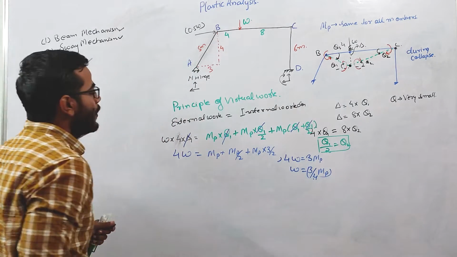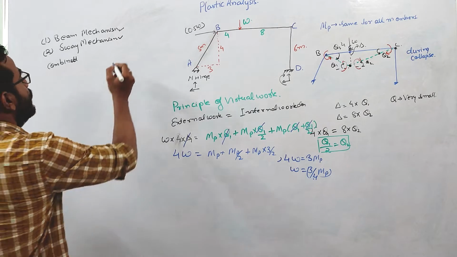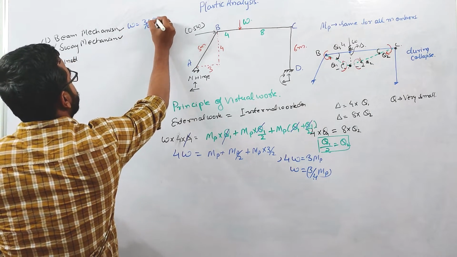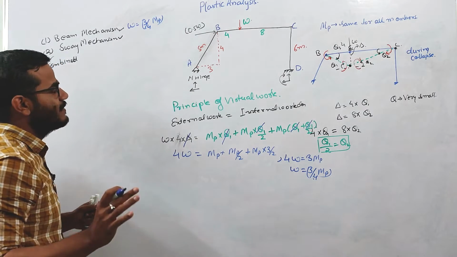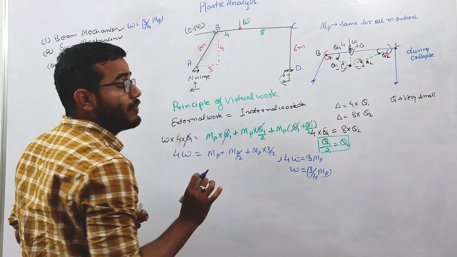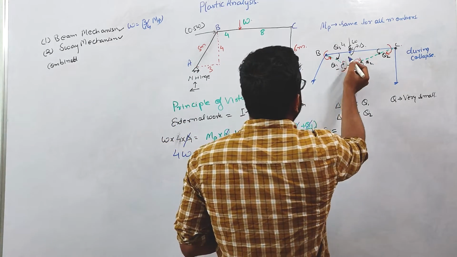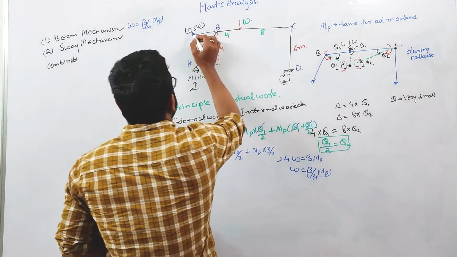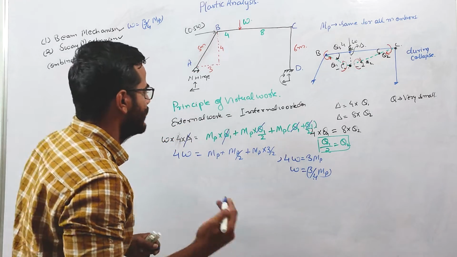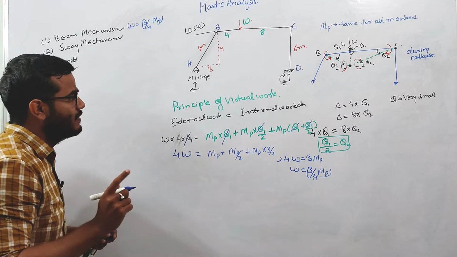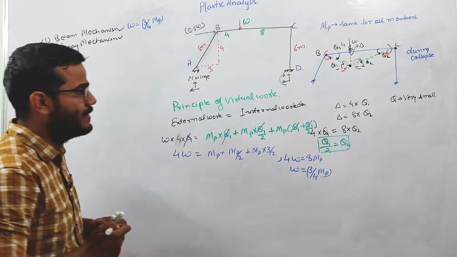Okay, so corresponding to the beam mechanism, the collapse load W is coming out to be W equals 3 by 4 MP. In this beam mechanism there is no role of this 0.5 W. There is no displacement. We are assuming the beam mechanism, so this 0.5 W won't give any external virtual work done. So this is the first case, the beam mechanism, right?